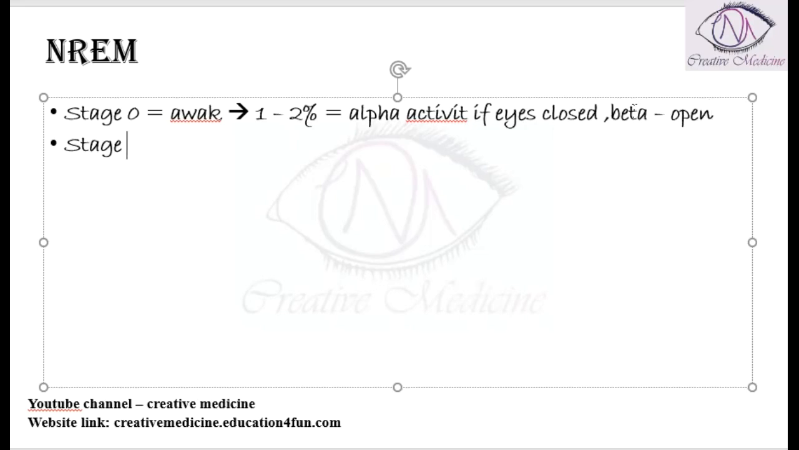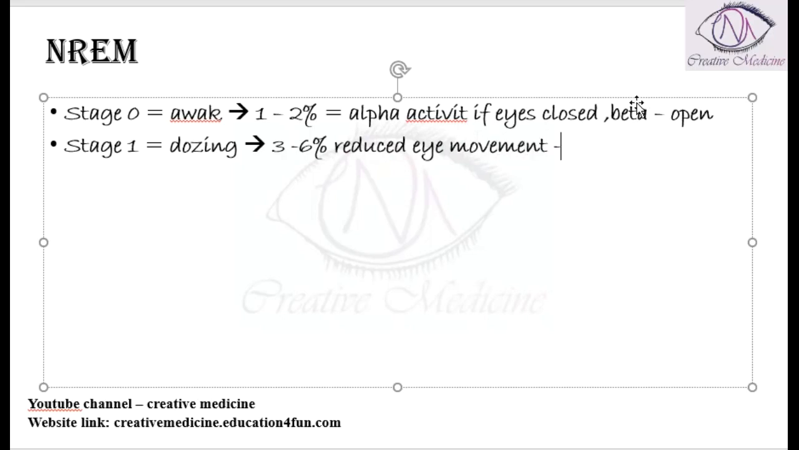Then the stage 1. In stage 1, this is called dozing. Here the patient is slowly dozing into sleep. Stage 1 constitutes about 3 to 6% of total sleep time. Here eye movements are reduced, and there may be slow rolling seen. Here in stage 1, alpha activity is mainly seen along with some interspersed theta waves.